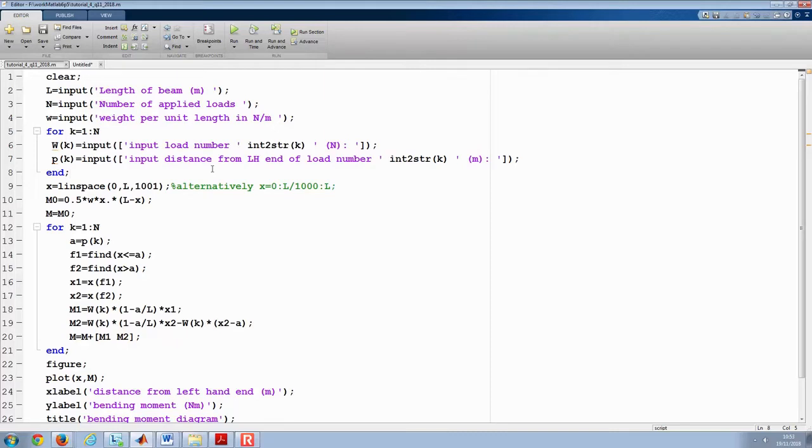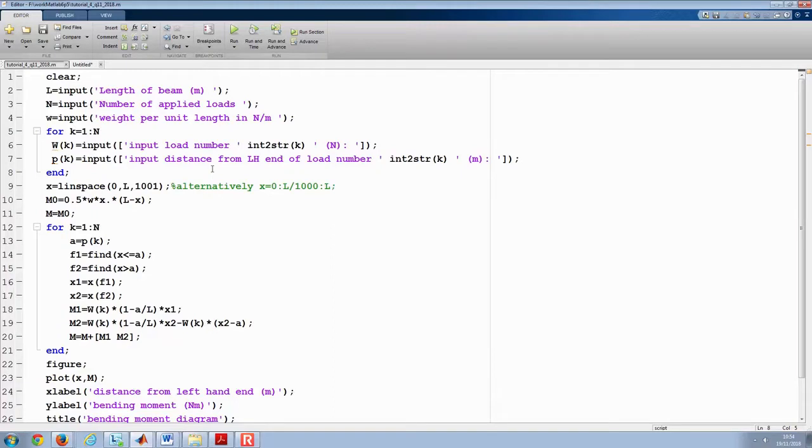However, you could have entered the loads all at once as a vector. Okay, so instead of the user being prompted to enter each individual load one at a time and its position, you could prompt the user to enter all the loads as a vector, and then all their positions as a vector. That is fine.